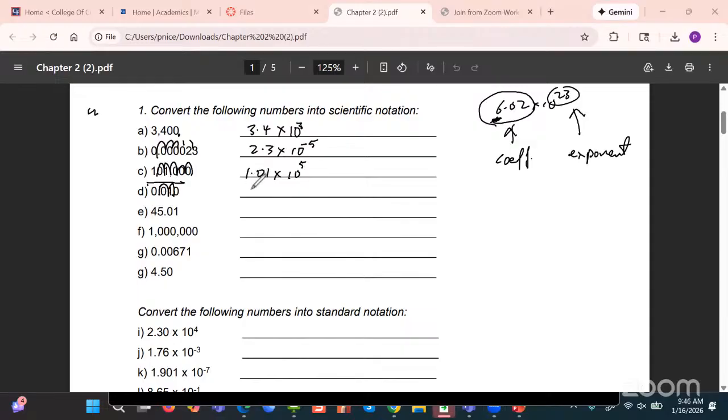So what would be the coefficient? 1.0 multiplied by 10 to the second. You sure about that? Negative 10 to the second. Exactly, minus 2. Remember, we're moving the decimal point to the right, so therefore the sign is going to be negative, all right?